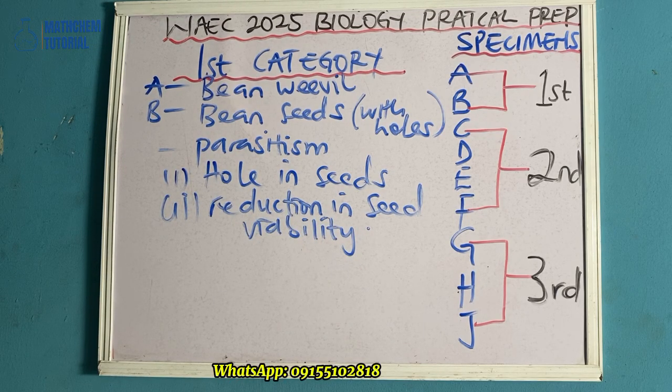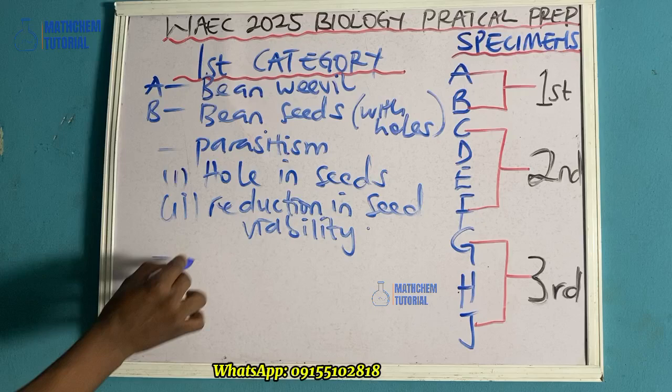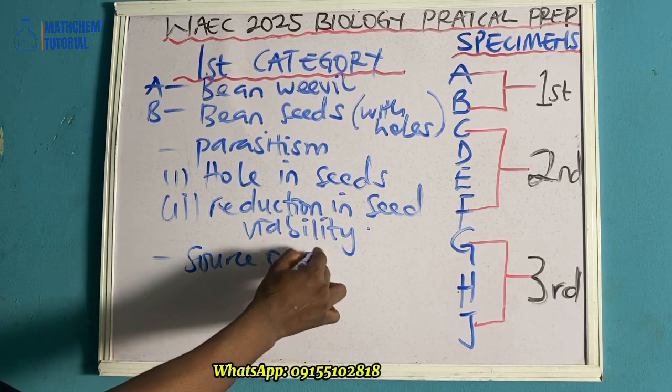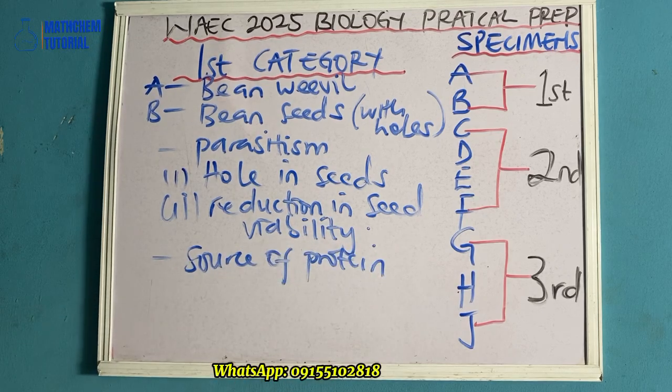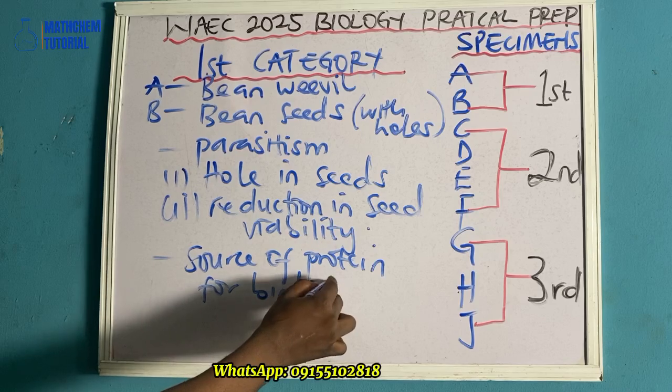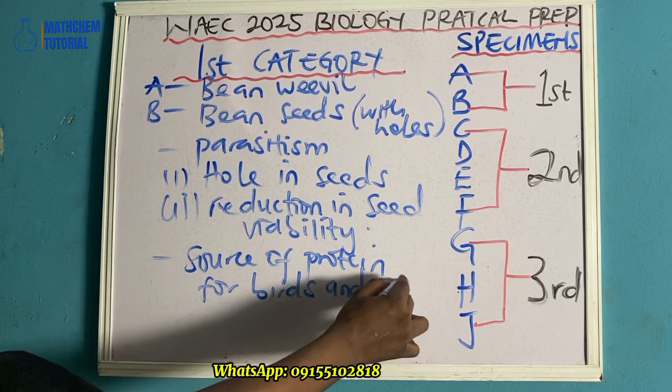Now, another question they can ask you in this first category concerning specimen A and B is to state one economic importance of the organism in specimen A. Remember that the organism of specimen A is bean weevil. So what is the economic importance? Source of protein for birds and reptiles.